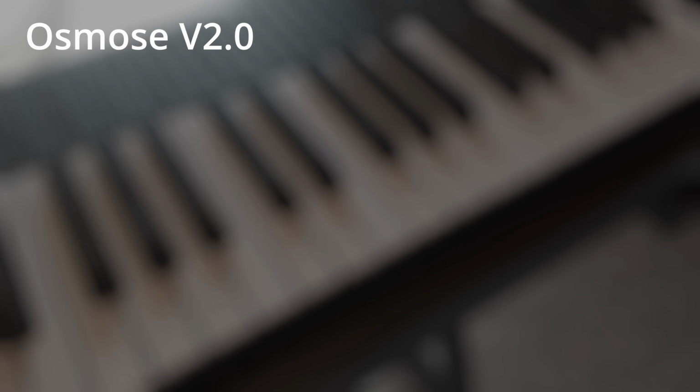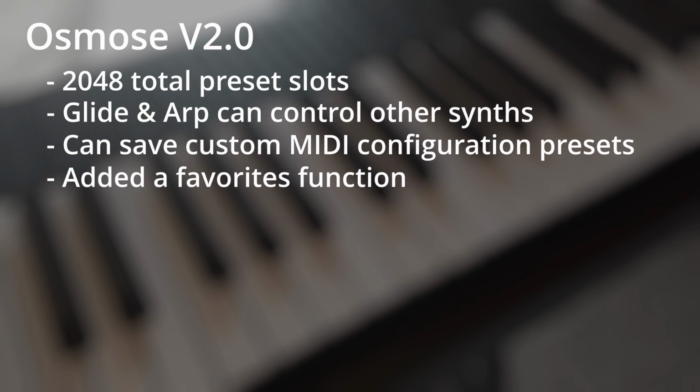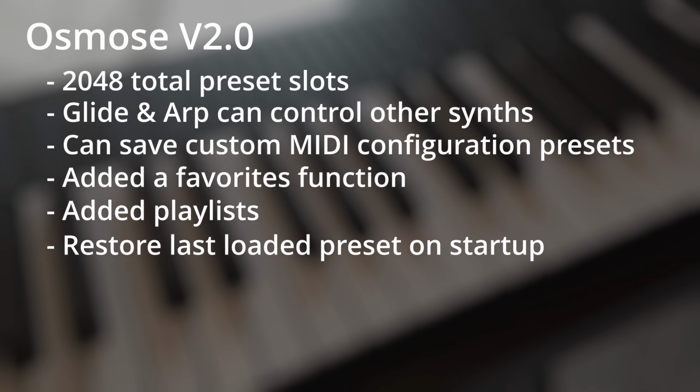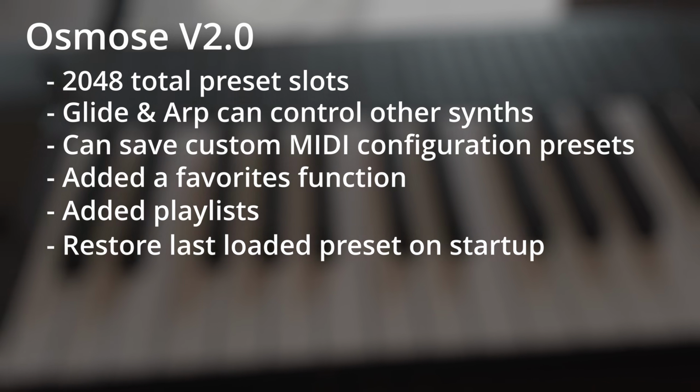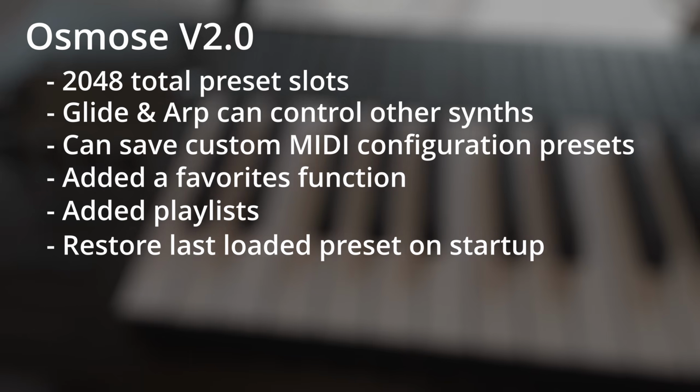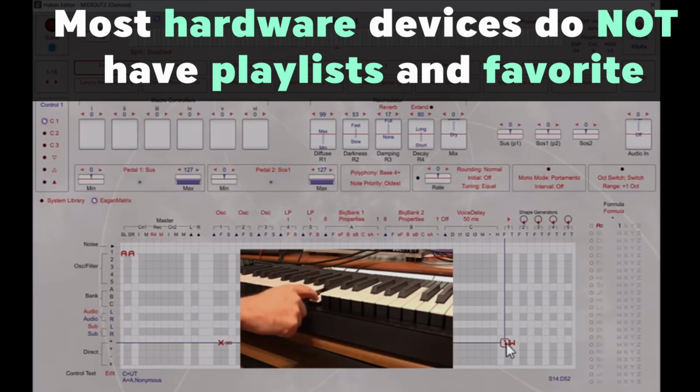First, the recent jump from version 1.0 to 2.0 was huge. Going from around 600 slots for preset to over 2,000 is massive. Being able to now use the glide and art modes to control other synths is massive. Being able to set up lists and favorites, massive. But this is just the start.